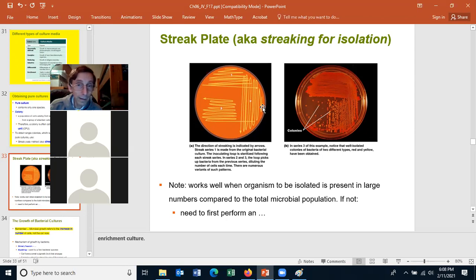Let's say you start here, and in reality you shouldn't streak here because there's nothing on the loop. You want to streak across quadrant 1, 3 or 4 times to pick up cells from quadrant 1 and then deposit them in quadrant 2. So there were no cells on the loop, so quadrant 2 will be greatly reduced from quadrant 1. And as you can see in quadrant 2, we're beginning to get isolated colonies.